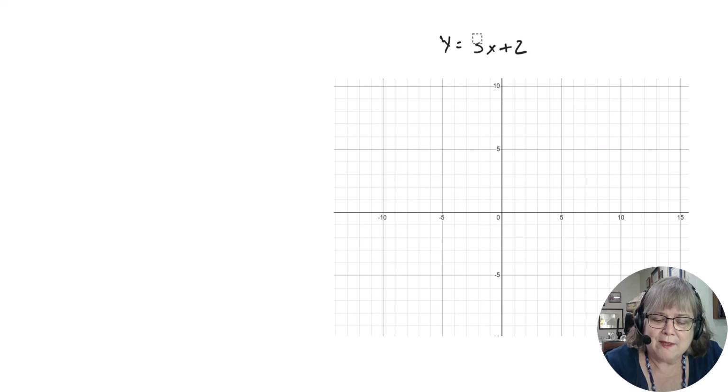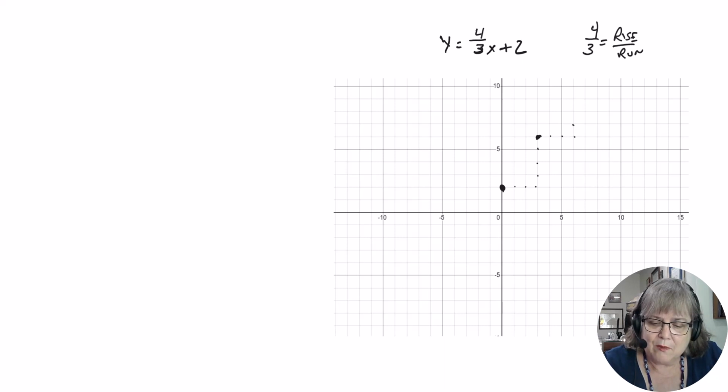Because we knew from the y is equal to mx plus b form that b is 2, and that would be the y-intercept, and the slope is 4/3. So we would start off with the y-intercept and go 0 in the x direction and 2 up. Then we would count off 4/3 as the rise over the run: run 3, rise 4. Then from there, run 3, rise 4 again, and we would draw a little straight line.